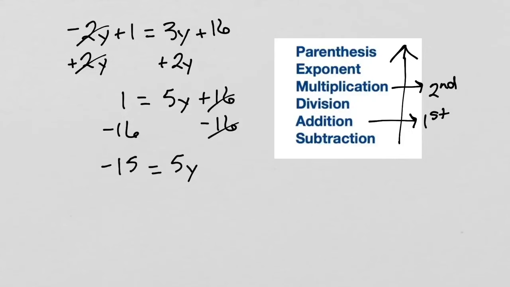Next, we will get rid of the multiplication by 5. We do this by performing the opposite operation on both sides of the equation. So we will divide both sides by 5. The 5 will cancel out. Negative 15 divided by 5 is negative 3. Therefore, y equals negative 3.